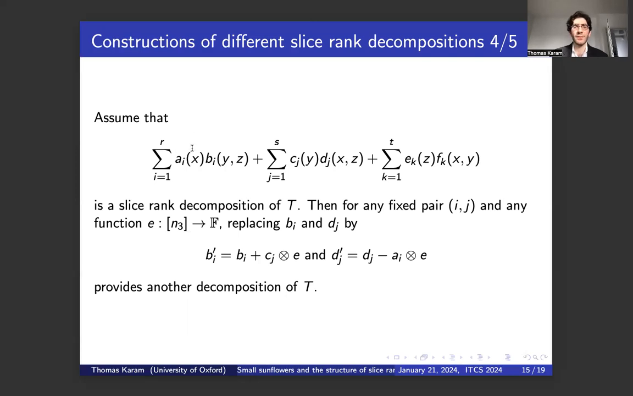Because you can, for instance, take here R to be 1, S to be 1, and T equals 0. So you can have a tensor of the type A of x, B of yz plus C of y, D of xz. And you take any function E, and you replace B by B plus C tensor E, and you replace D by D minus A tensor E. If you do that, then this gives you a new decomposition, but the number of possibilities for E is unbounded, even if the field has bounded size. And you see this tensor already has slice rank 2. It's not true that it has a bounded number of minimal length slice rank decompositions, even if you make an assumption on the field size.